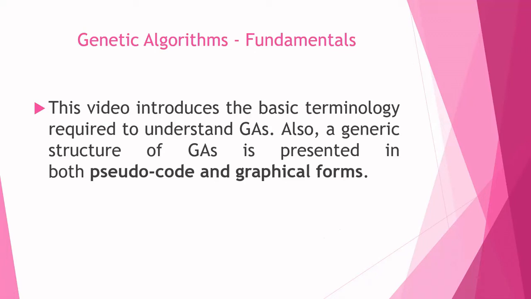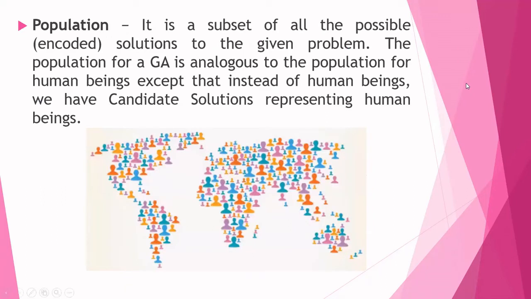This introduces the basic terminologies required to understand genetic algorithms, and a general structure of genetic algorithms is presented in both pseudocode and graphical forms. The first word that comes up in understanding genetic algorithms is population. What is population in genetic algorithms? It is a subset of all possible solutions to the given problem. Whenever there is a problem, possible solutions are developed, and from those a subset is identified, which is referred to as the population.